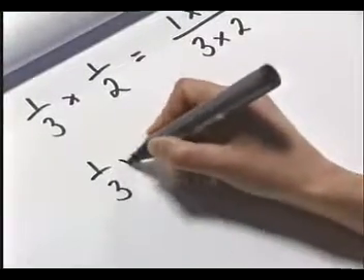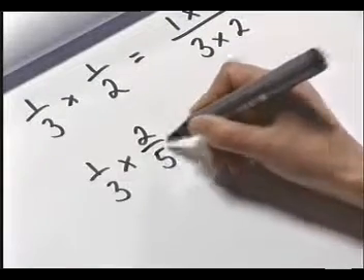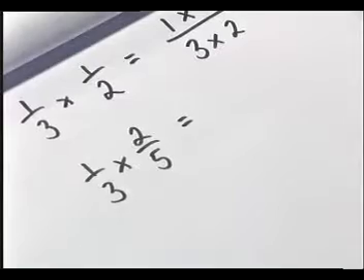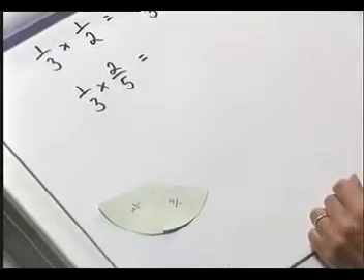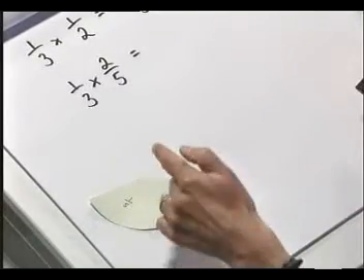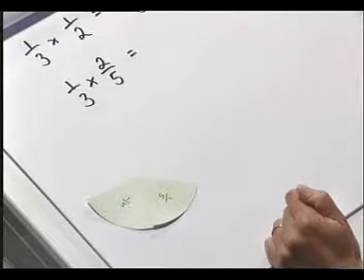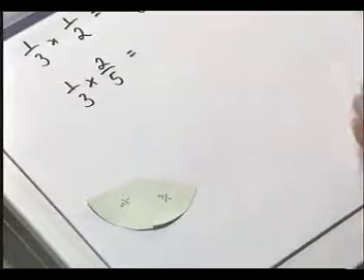Let's look at another example. Let's do 1/3 times 2/5. So this time we want 1/3 of 2/5. So there's 2/5, and we want to split it into 3 equally sized pieces. Let's have a look again numerically, and then look to see what we get visually.